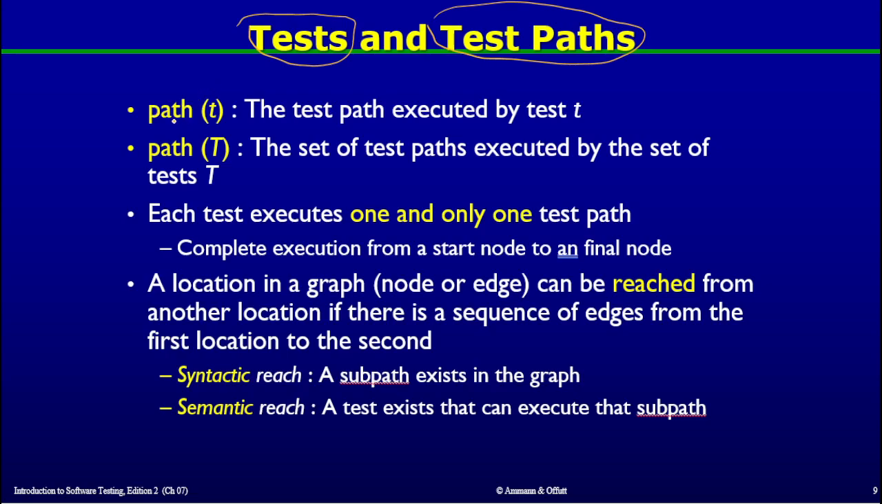So when we use the notation path and this small t, it means a test path that is executed by a test t. By small t we mean a data value that can be input to the program and that possibly will give us some output.